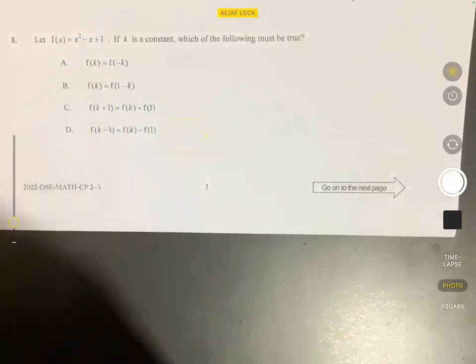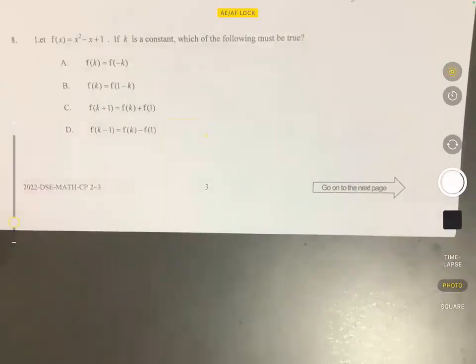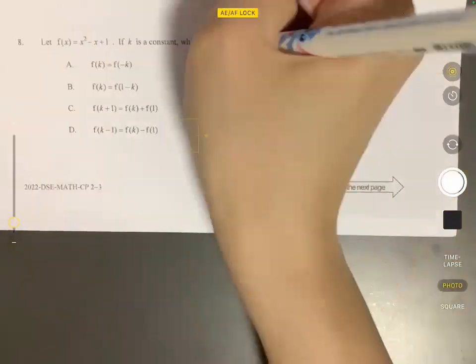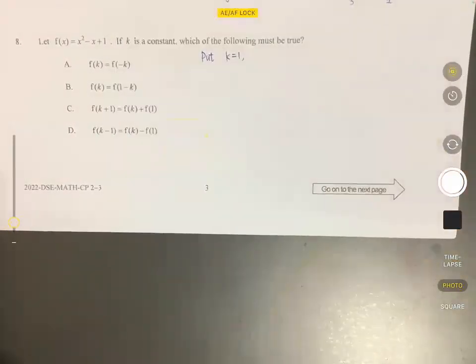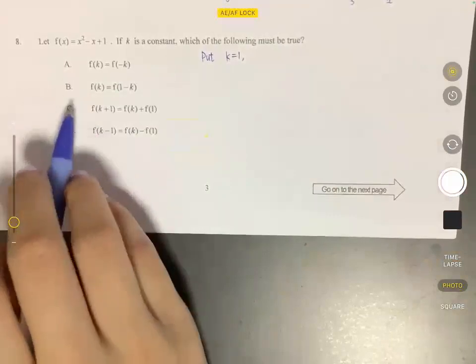So that means once again for question 8, we can plug in some number. We can do the substitution. If I want to plug in some number, I would like to do it the simple way, so I would like to put k is 1. Okay, so if k is 1, then what happens? Let's check A, B, C, D first.